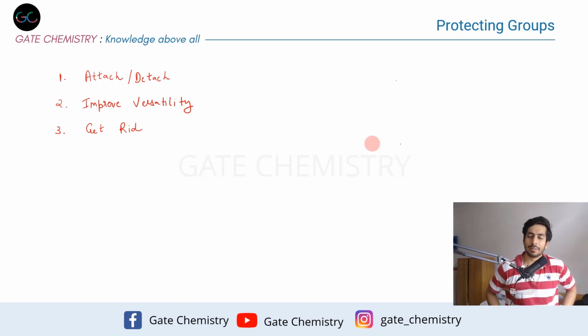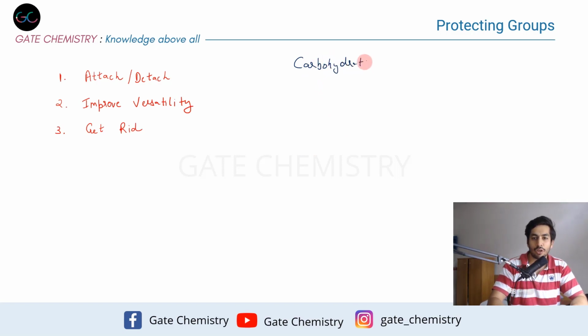And why do we need protecting groups? Primarily because, as the name suggests, we need to avoid reaction of certain groups. And we cannot really do that because of the issue of chemoselectivity. For example, if I talk about the pain points in organic chemistry, that is carbohydrate chemistry. Okay, if I talk about carbohydrate chemistry or even peptide chemistry for that matter.